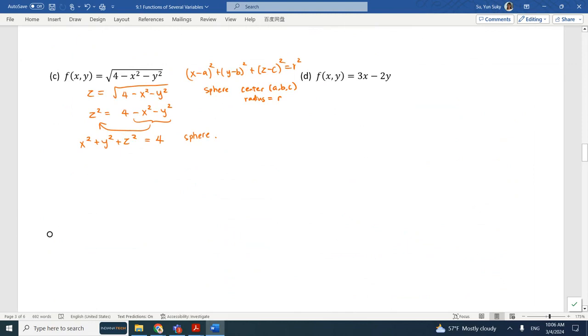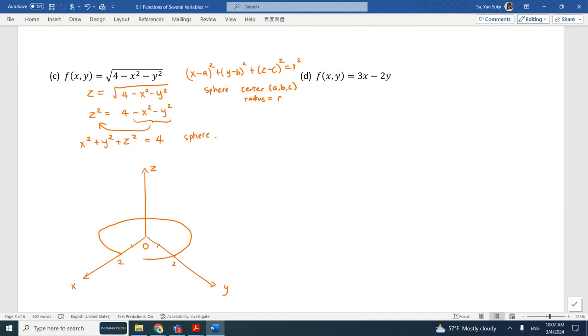What square is 4? 2, exactly. So the radius is 2. So we draw the 3 rays, x, y, z, and it's a sphere with radius 2. Okay, so how do you draw it?